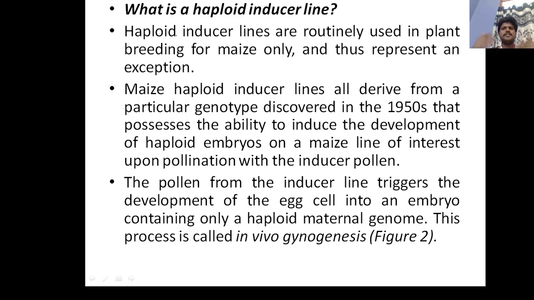These haploid inducers are routinely used in plant breeding programs of maize, and maize is an exception in this regard. The haploid maize inducer lines all derive from a particular genotype discovered in the 1950s that possesses the ability to induce the development of haploid embryos on the maize line of interest upon pollination with the inducer pollen. So this is how the haploid inducer line works. As I told earlier, the pollen from the inducer line triggers the development of the egg cell into an embryo containing only a haploid maternal genome, and this process is referred to as in vivo gynogenesis. The maternal haploid production is called in vivo gynogenesis.